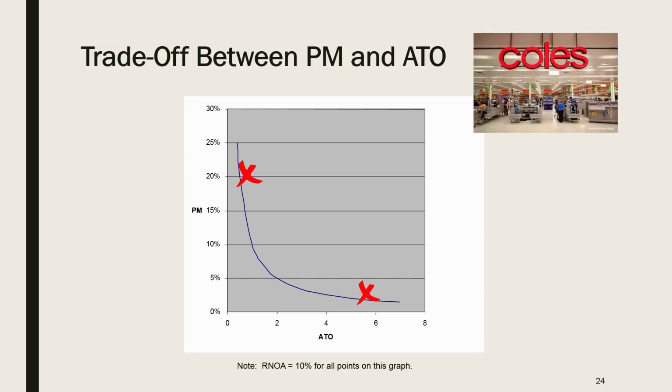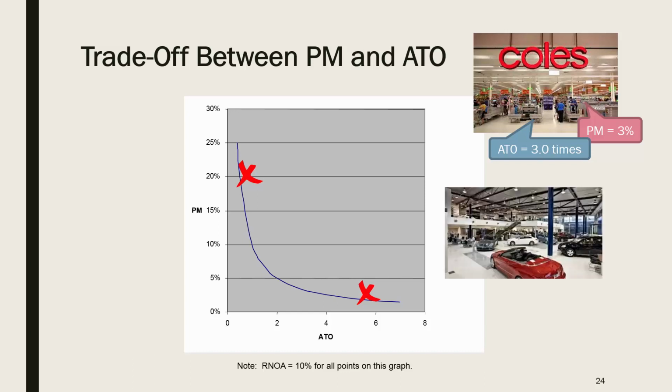For example, supermarkets typically make low profit margins on their sales, say about 3%, but generate a lot of sales from their operating assets. Asset turnovers of 3 times are not uncommon. In contrast, luxury car dealerships typically have much more substantial profit margins, say about 10 to 15%, but generate much less sales from their operating assets. Asset turnovers of 1 times or less are not uncommon.